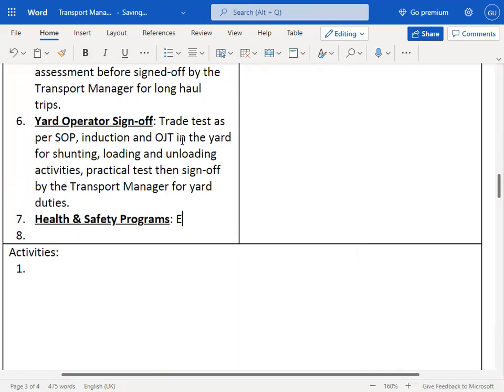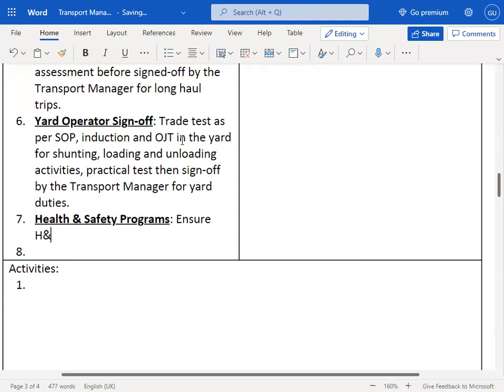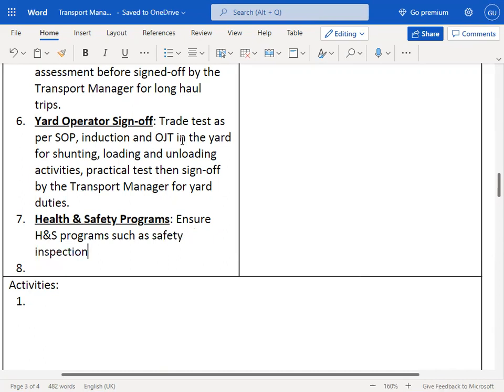Okay, ensure. I will just make it short, health and safety. Anyway, you already understand that's health and safety. In short, health and safety programs such as safety inspection, training, health and safety related training.